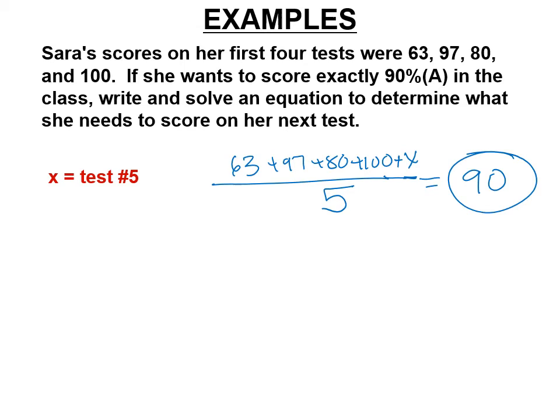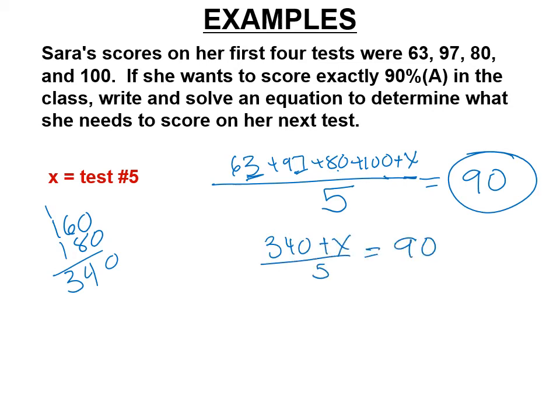63 plus 97 is 160. Notice I made that very nice to add in your head. That was intentional. So that's 160. And then 80 plus 100 is 180. And so 6 plus 8 is 14. So that's 340. So we have 340 plus x divided by 5 equals 90.